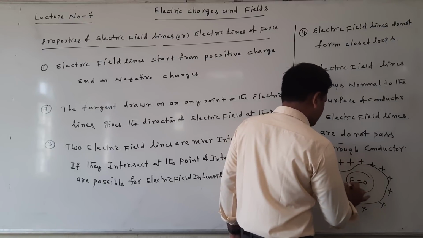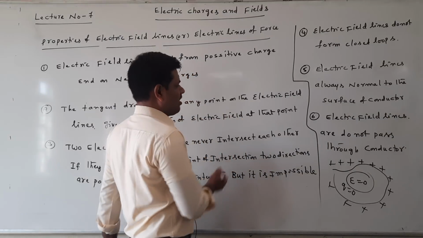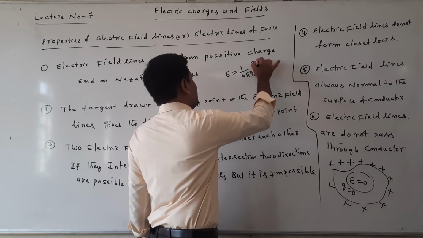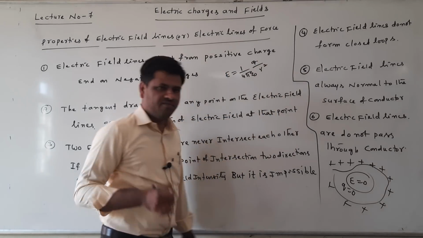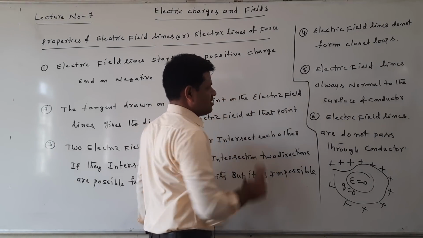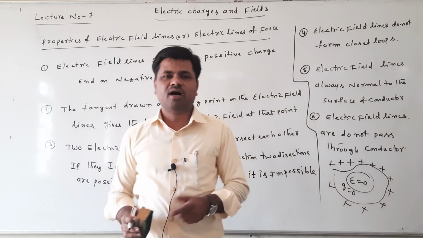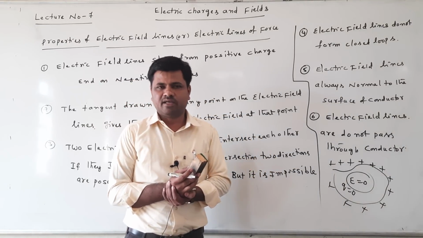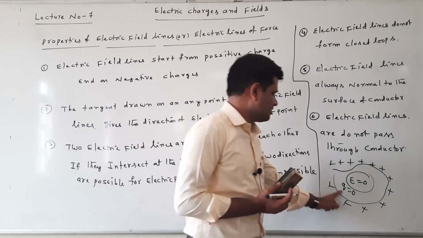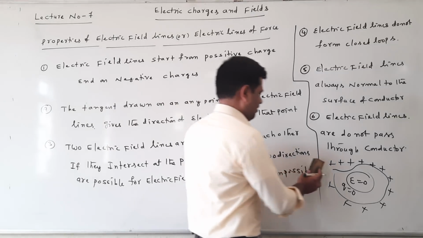Inside the conductor there is no charge. No charge means there is no electric field. We know the electric field formula: E equals 1 by 4 pi epsilon naught times Q by r square. Here Q is 0, and Q is 0 means the electric field is also 0. That's the reason electric field lines do not pass through the conductor. Another way of saying it: inside the conductor the charge is 0, so the electric field is also 0. Right, this is another property.